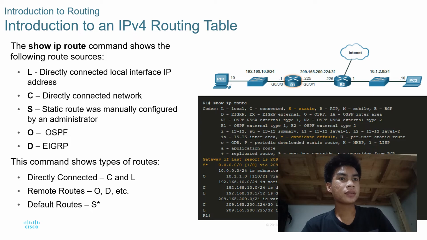A default route has a network address of all zeros. For example, the IPv4 network address is 0.0.0.0. A static route entry in the routing table begins with a code of S*, as highlighted in the example.